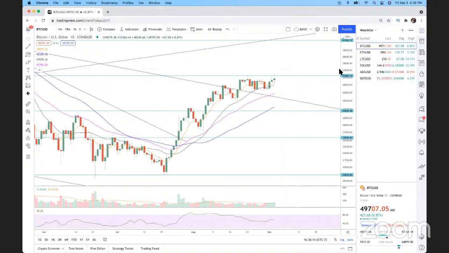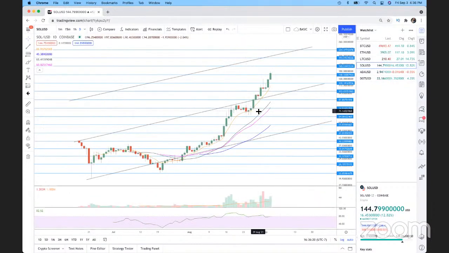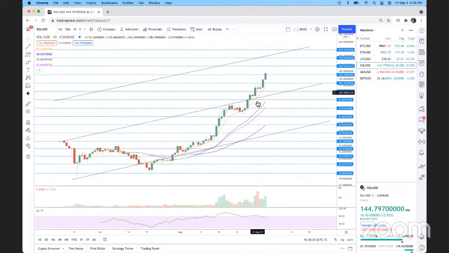So the way I do it, we found, for example, Sol, a few days ago. I spotted it when it was breaking out of the level, and look at that, in a week it has been reaching several targets and extended. It came to 150.